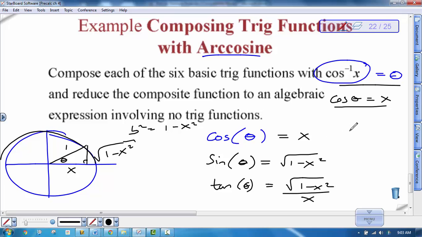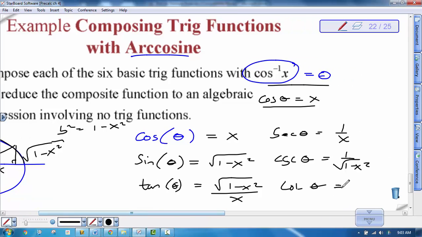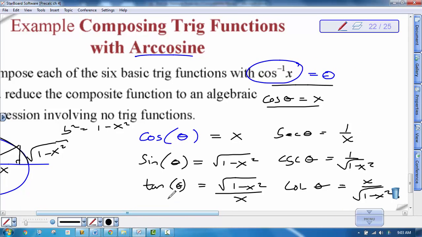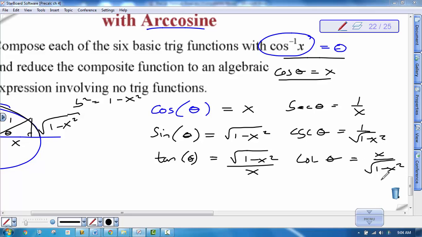And then these are the reciprocals. Secant is the reciprocal of cosine, and that's just going to be 1 over x. Cosecant is the reciprocal of sine, and that'd be 1 over the square root of 1 minus x squared. And then cotangent is the reciprocal of tangent, and that'd be x over the square root of 1 minus x squared. So you're going to have to do problems like this, a little tricky with the algebra, but we'll work through it in the homework. So let's try the homework now and see if we can make sense of this.